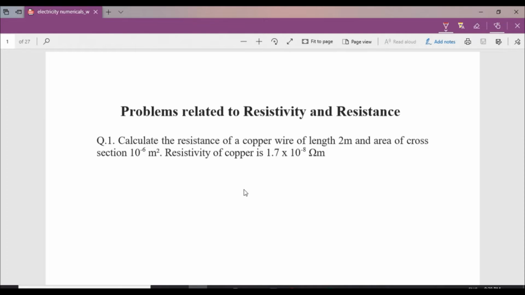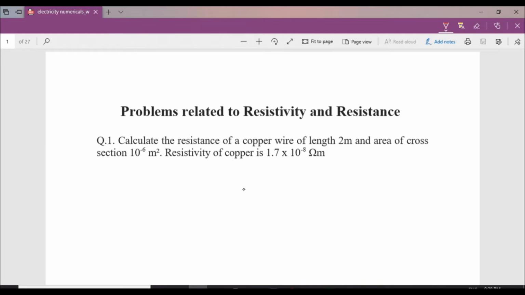Today in this video we are going to discuss some problems related to resistance and resistivity. We are starting with the first problem here. Calculate the resistance of a copper wire of length 2 meter and area of cross section 10 raised to power minus 6 meter square. Resistivity of copper is given as 1.7 into 10 raised to power minus 8 ohm meters.